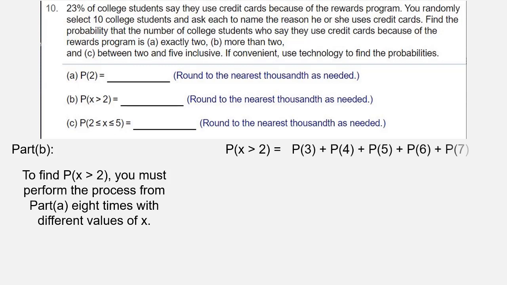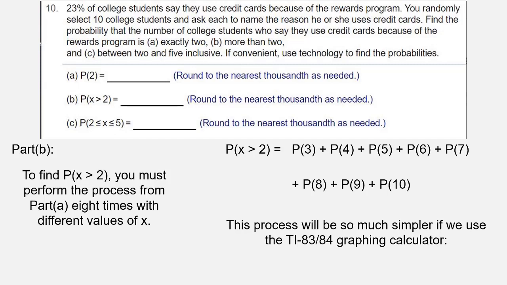If we're doing this probability that x is greater than 2, again, like I said, we're adding these 8 probabilities together. And the TI-83/84 graphing calculator can do this for us. There's a nice built-in function that's going to help us out. So that built-in function is called the binomial cdf formula.